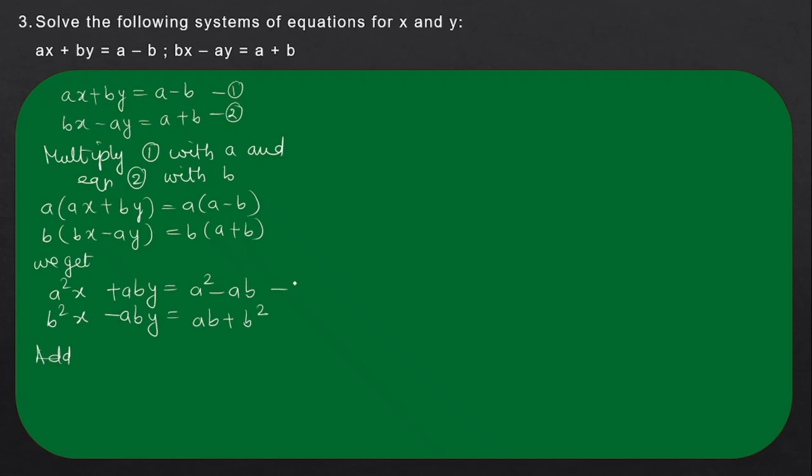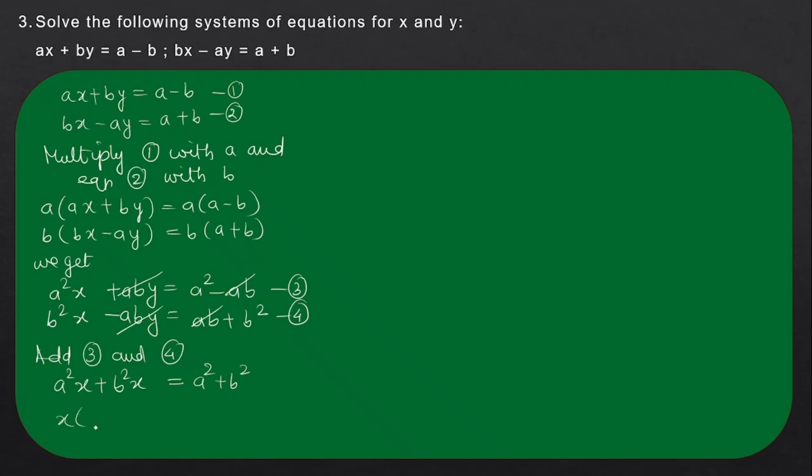Now add equation 3 and 4. On adding 3 and 4, what we will get? On the left side, I can see this is positive aby, this is negative aby, which will get cancelled. So we will be left with a square x plus b square x on the left side. On the right side, I can see minus ab and plus ab will get cancelled. So on the right side, we will get a square plus b square.